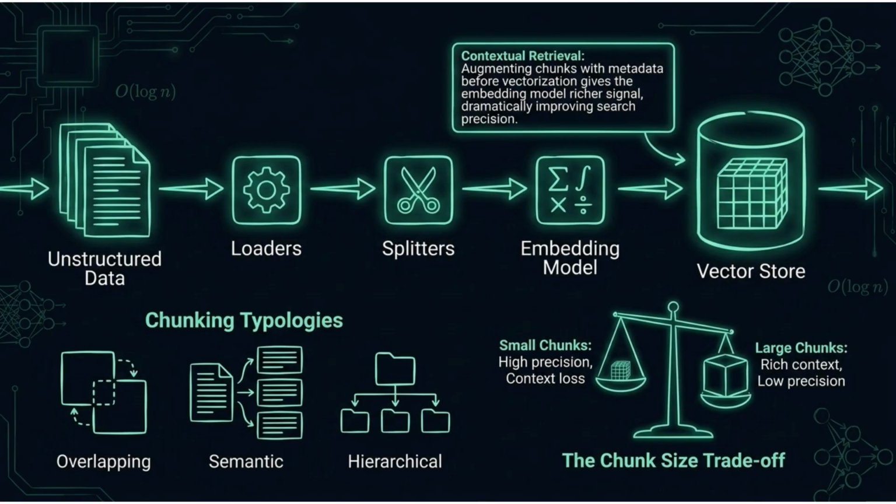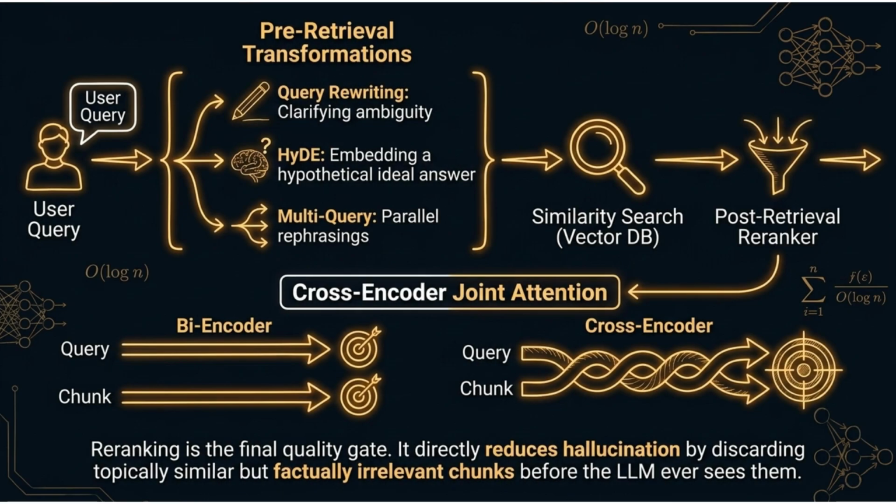The process starts with unstructured data that is loaded, split, and embedded into a vector store. Chunking typologies, such as overlapping, semantic, and hierarchical, impact retrieval quality. Pre-retrieval transformations like query rewriting, HyDE, and multi-query improve search.